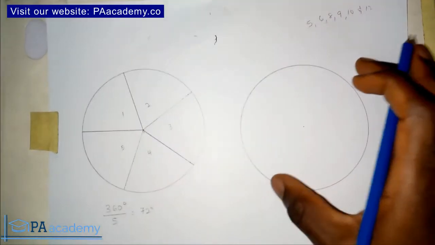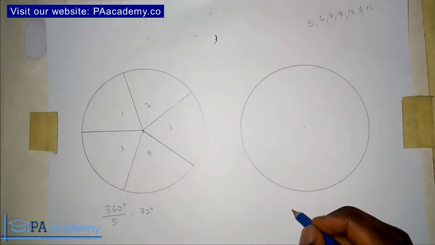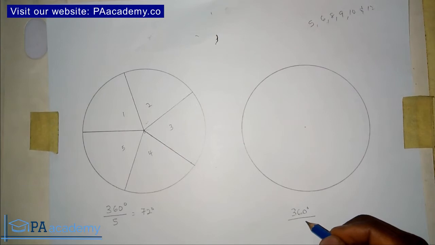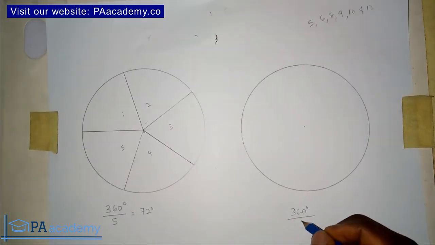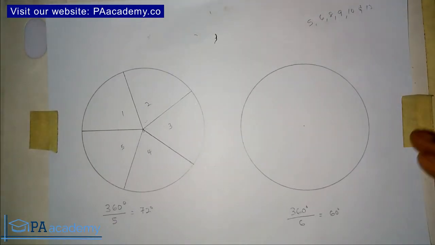Now let's divide this other circle into 6 equal parts. Now we are working with 6 parts. What do we do again? Remember, you are going to have 360 degrees divided by the total number of equal parts you want to divide it into. So that will be divided by 6, and that will be 60 degrees. So that means you are going to be at 60 degrees apart.